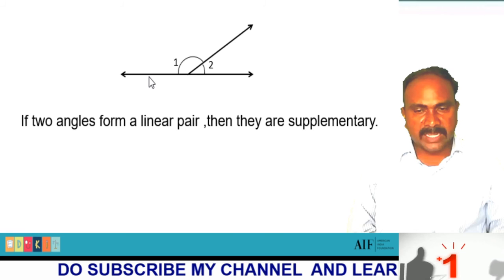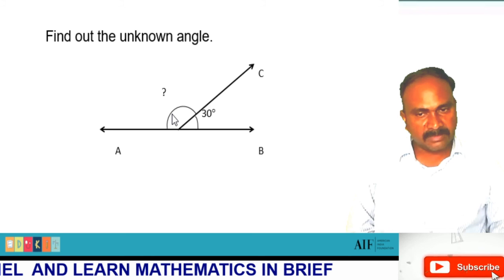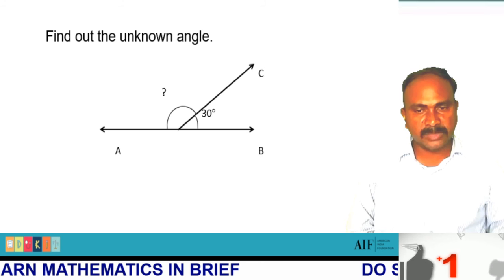Find the unknown angle. Here 30 degrees, and here a question mark is there. So we find this angle. Observe, ABE is a line. So we conclude that these two angles form a line, so these angles are a linear pair. That means these angles should be supplementary. So here 150 degrees, because 150 plus 30 degrees equals 180 degrees.